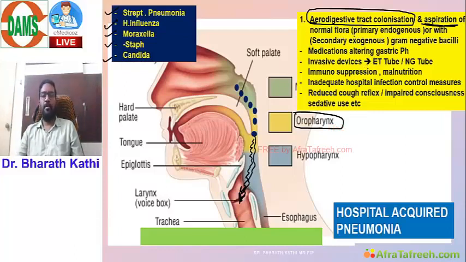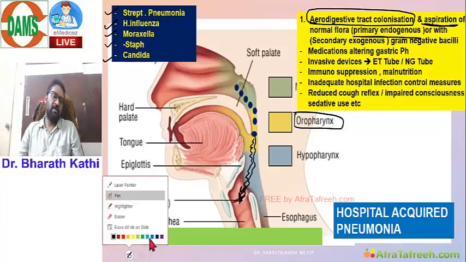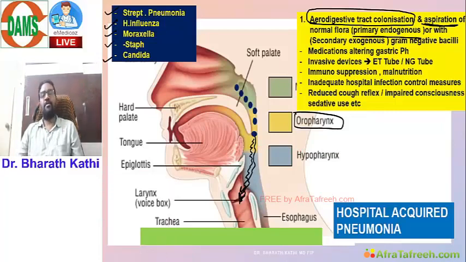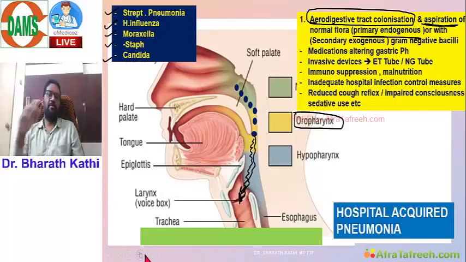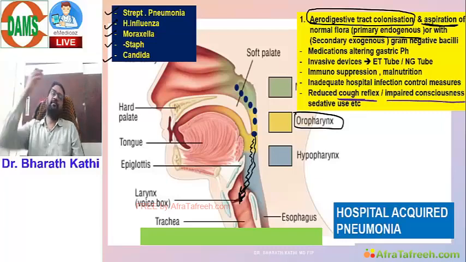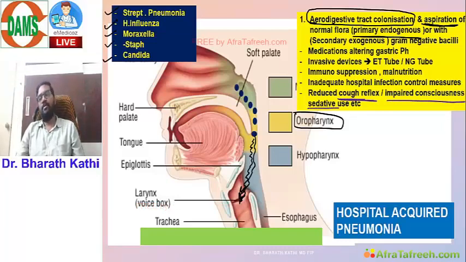This phenomenon is called primary endogenous. These are primary endogenous organisms, already staying in your body. Because the patient has become sick, they grow excessively. When the patient is sick, his cough reflex might be reduced, or due to some CNS defect there might be impaired consciousness, or the patient might be using some sedatives to reduce pain, or returning from surgery.